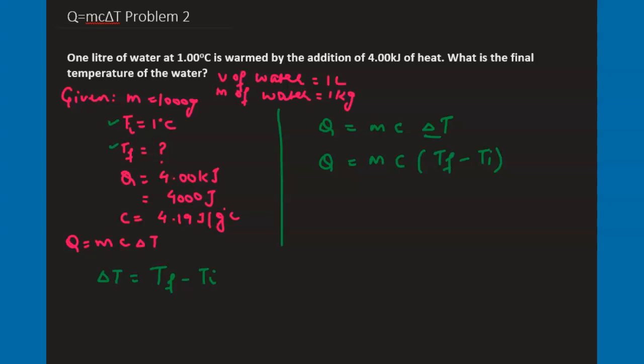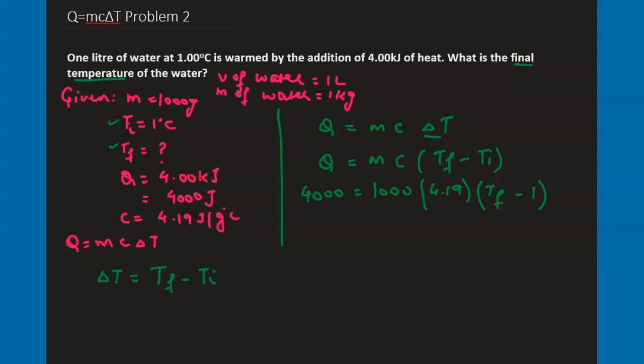Q is 4000, mass is given to us as 1000, specific heat capacity is given to us as 4.19. T final is what we are looking for. That's what they want you to find out, the final temperature. T initial is given to you as 1 degree. Make sure the temperature stays in degrees Celsius.